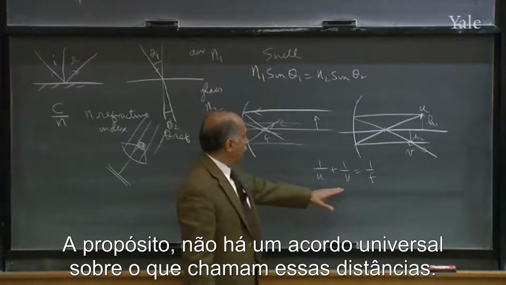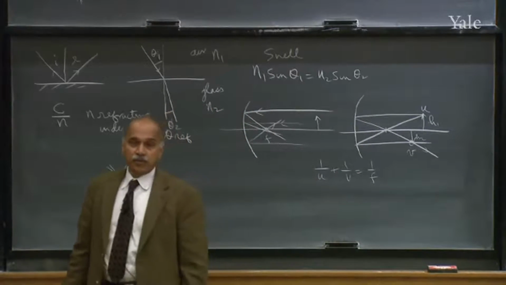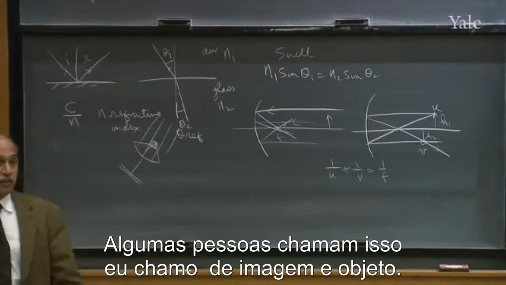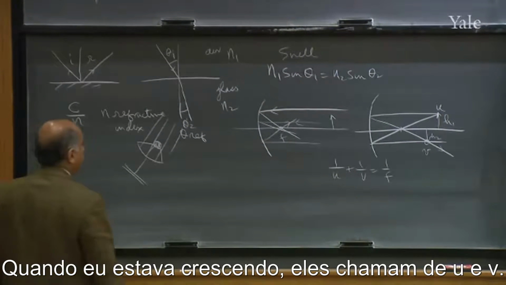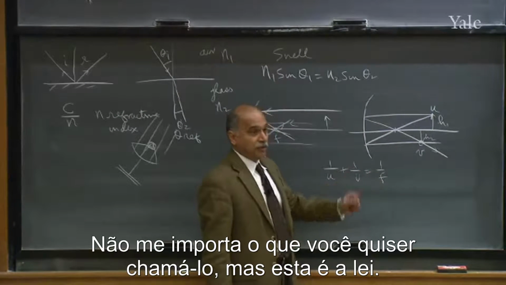By the way, there is no universal agreement on what to call these distances. Some people call them I and O for image and object. When I was growing up, they called them U and V. I don't care what you want to call them, okay? But this is the law.